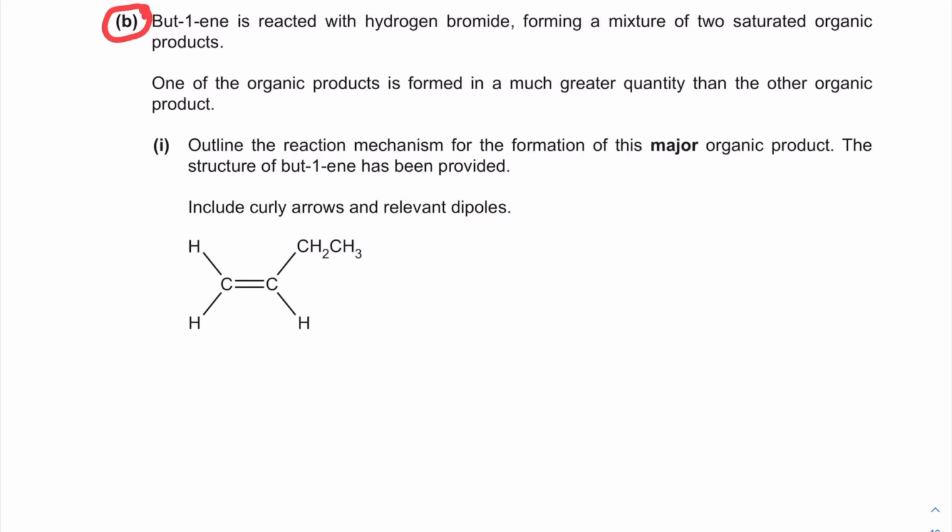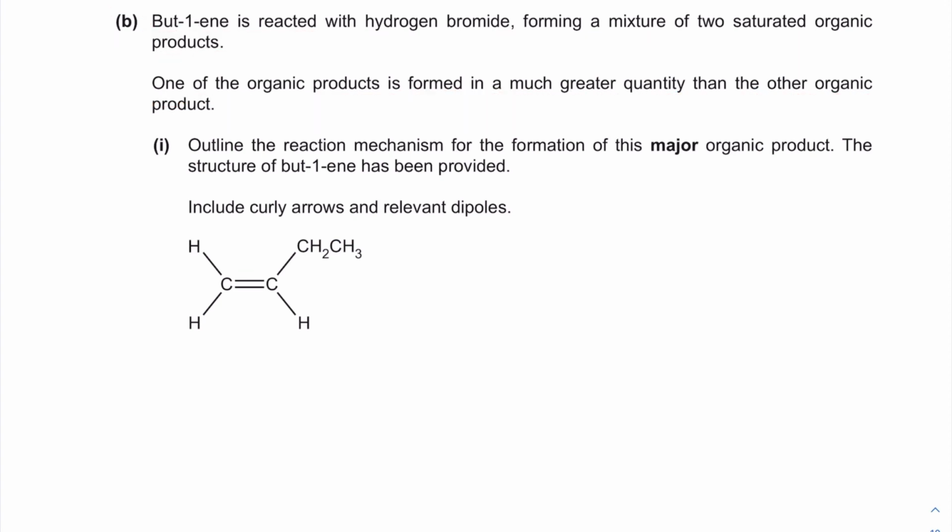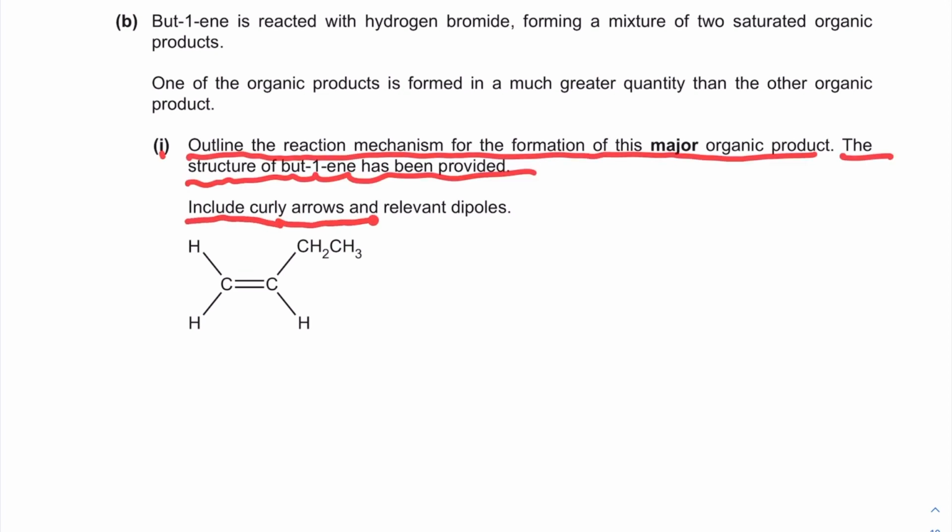B. But-1-ene is reacted with hydrogen bromide, forming a mixture of saturated organic products. One of the organic products is formed in a much greater quantity than the other. I. Outline the reaction mechanism for the formation of this major organic product. The structure of but-1-ene has been provided. Include curly arrows and relevant dipoles.